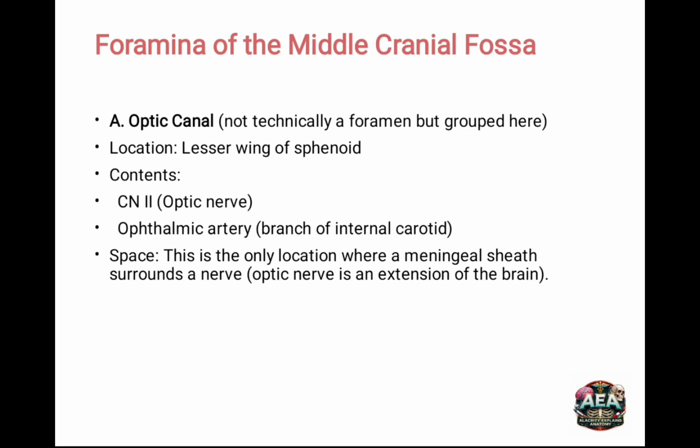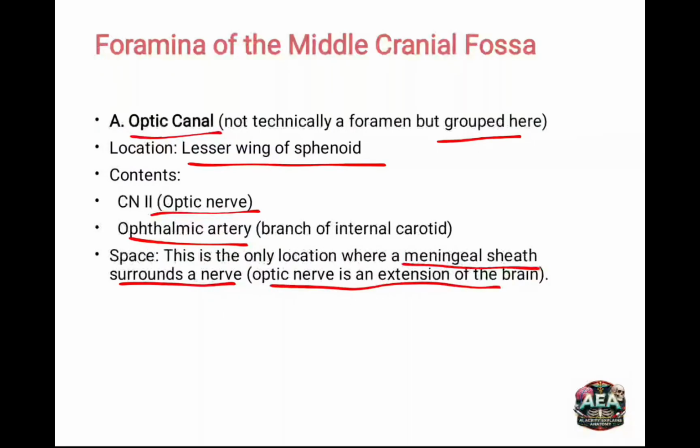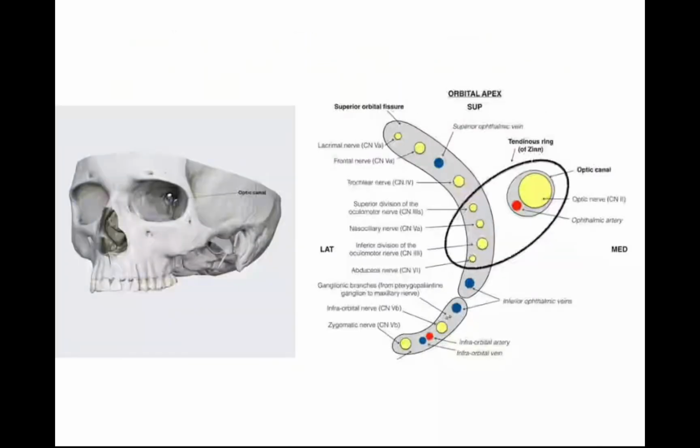We now have the foramina in the middle cranial fossa, where we have the optic canal, which is not technically a foramen, but it is grouped here as a foramen. It's located in the lesser wing of the sphenoid bone, and the contents are the optic nerve as well as the ophthalmic artery, which is a branch of the internal carotid artery. This is the only location where a meningeal sheath surrounds a nerve. Take note, the optic canal is the only space where a meningeal sheath surrounds a nerve. The optic nerve is an extension of the brain. You can see the optic canal here, and we have the optic nerve and ophthalmic artery.